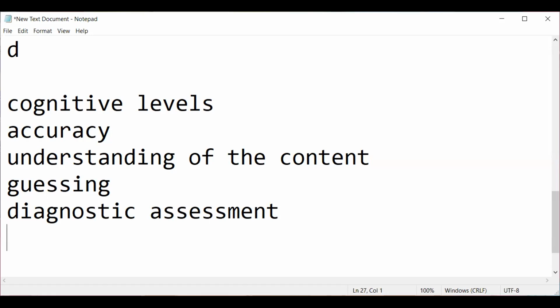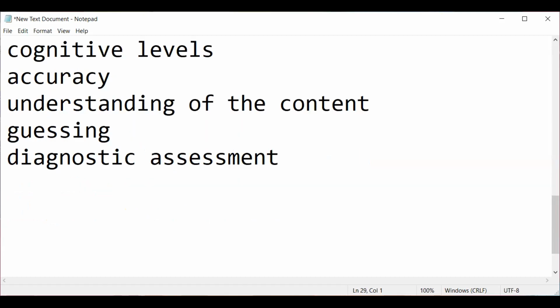Even MCQs are very difficult for teachers. Why is it very difficult for teachers? Because it takes a lot of time to construct 30 to 40 MCQs. Most of the times we have to depend on the students. Dependency will increase.